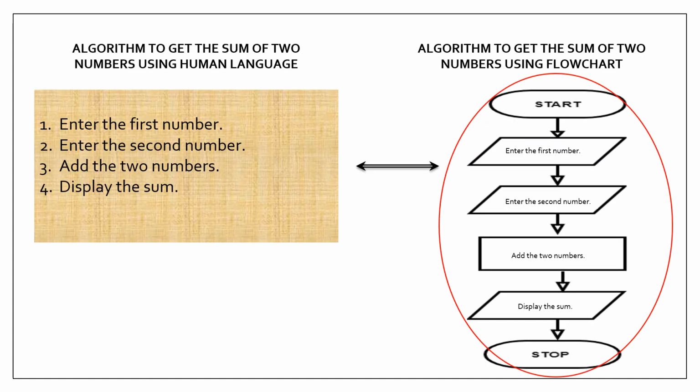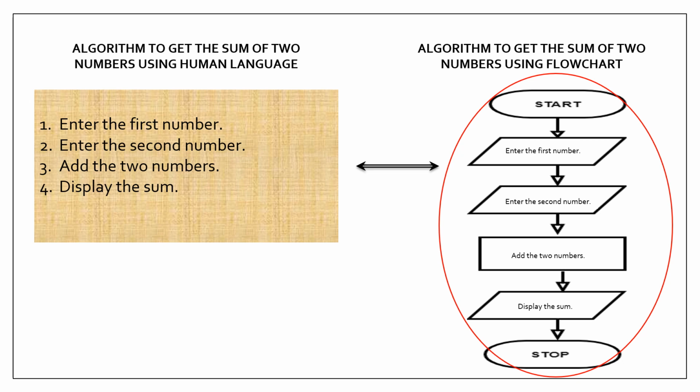So I've also shown this particular slide from the previous video. On the left side is the narrative version, human language version of an algorithm. Again, the task is to get the sum of two numbers. And if we try to convert that to a flowchart, which is the graphical manner of developing an algorithm, the right figure is the counterpart or the equivalent algorithm when it's converted to a flowchart.